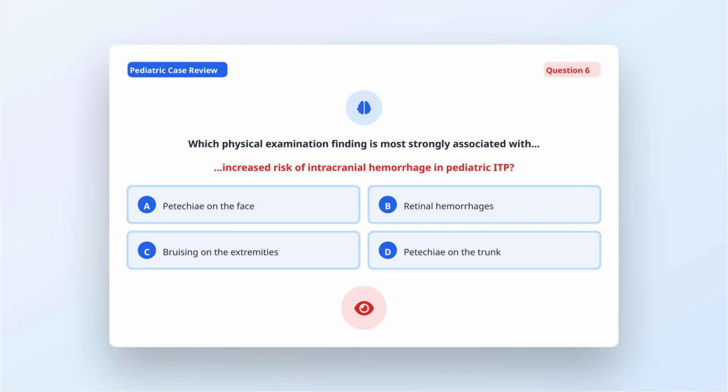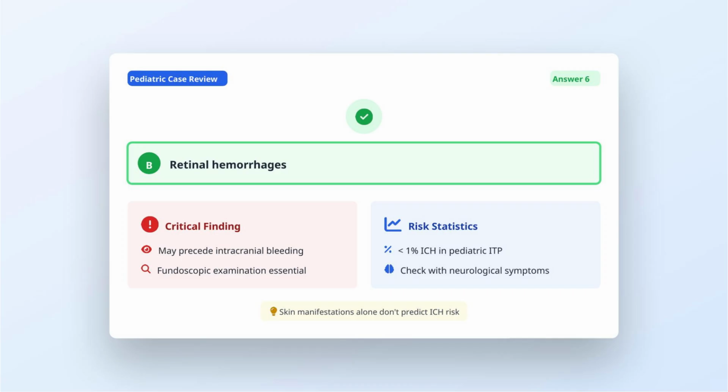Continuing with examination findings, which physical examination finding is most strongly associated with increased risk of intracranial hemorrhage in pediatric idiopathic thrombocytopenic purpura? A. Petechiae on the face. B. Retinal hemorrhages. C. Bruising on the extremities. D. Petechiae on the trunk. The correct answer is B.